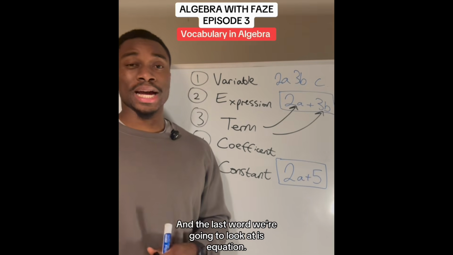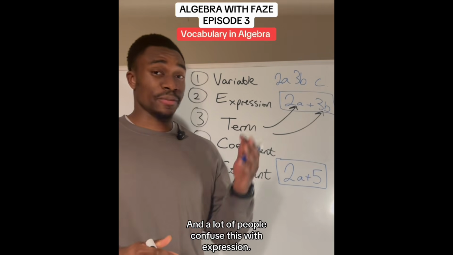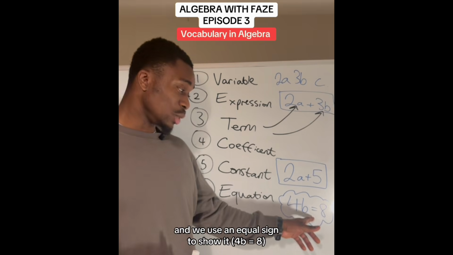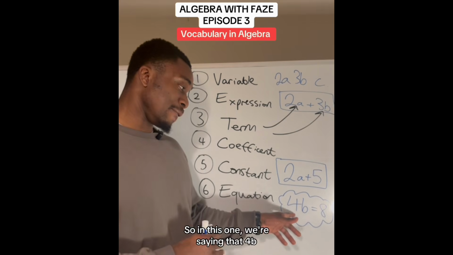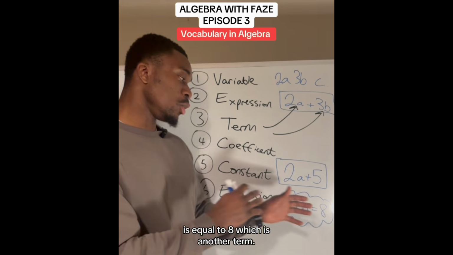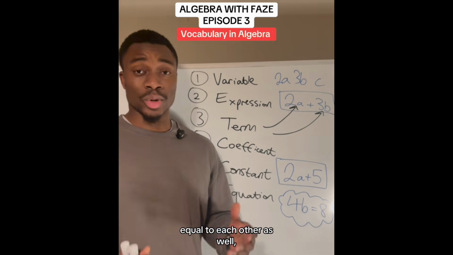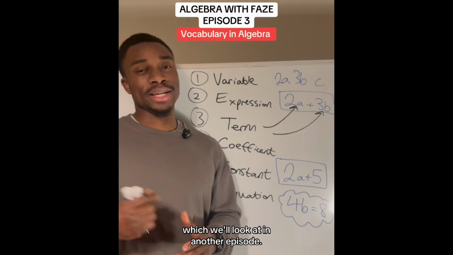And the last word we're going to look at is equation. And a lot of people confuse this with expression. We use equations to show that terms are equal to each other, and we use an equal sign to show it. So in this one, we're saying that 4b, which is one term, is equal to 8, which is another term. You can have expressions that are also equal to each other as well, and we can solve them, which we'll look at in another episode.